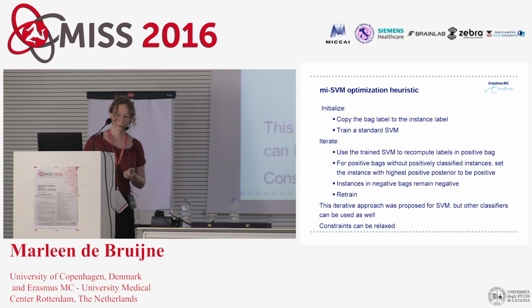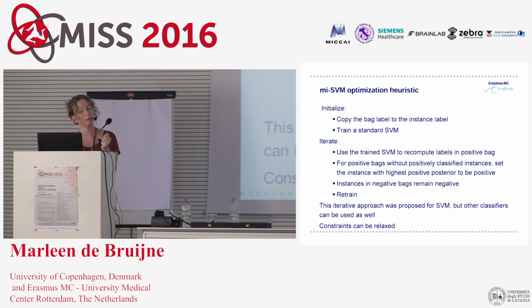So the original version would say, if a bag that we know should be positive is classified as fully negative by my current SVM, we want to label one instance as positive. You can go further and say we should have at least X% positive labels in a positive bag. We will allow some positive labels in the negative bags as well. So that would regularize the problem a little bit more.